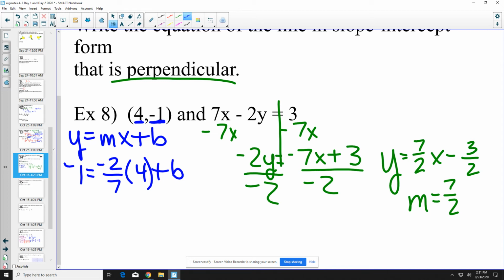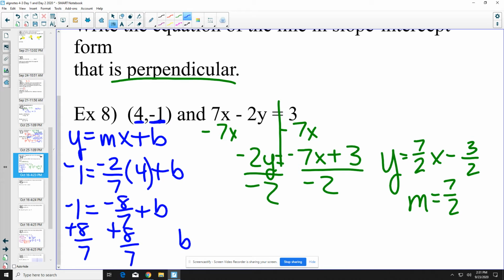So I'm going to take -2/7 times 4, which would be -8/7 plus b, and I have a -1 here. And then I'm going to add 8/7 to both sides. So let's see, -1 plus 8/7. 8/7 is the same as 1 and 1/7. So -1 plus 1 and 1/7, that would be b plus 1/7.